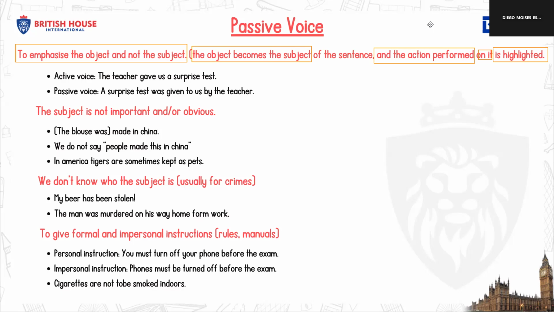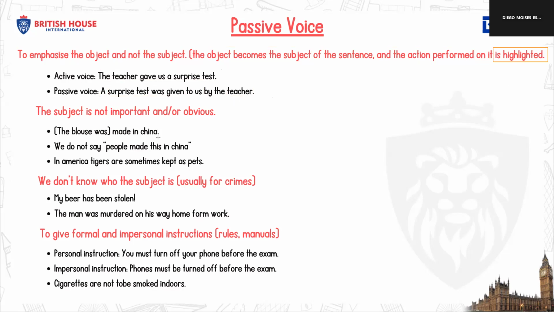Now, as an example, the teacher gave us a surprise test. A surprise test was given to us by the teacher. So here we are focusing on the test that was given to us, not the teacher who did it. We are focusing on the action. The surprise test was given to us. That's the action.